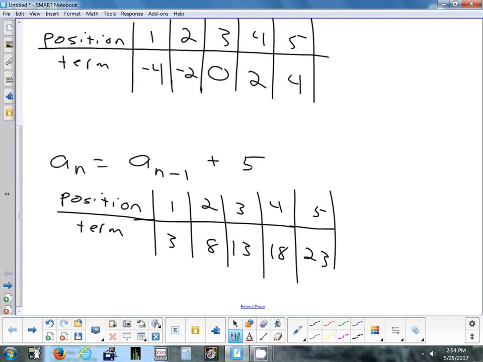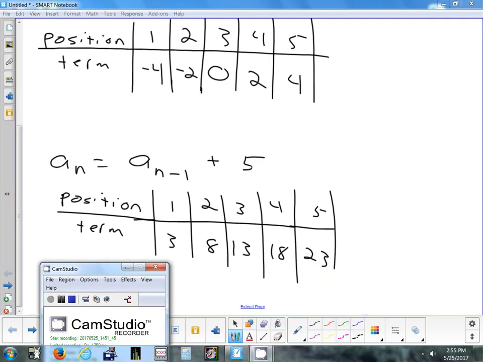So with the recursive, you've got to go back and make sure you don't make a mistake, because if you mess up one term early on, it can mess up everything else after it. Okay, so let me pause for a second. I'll come back in a second, and we'll look at some more.